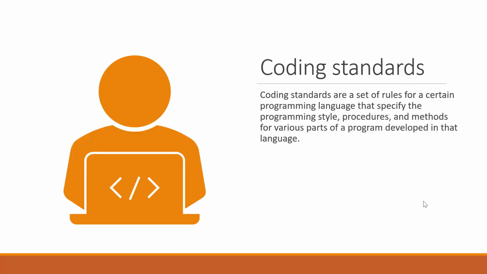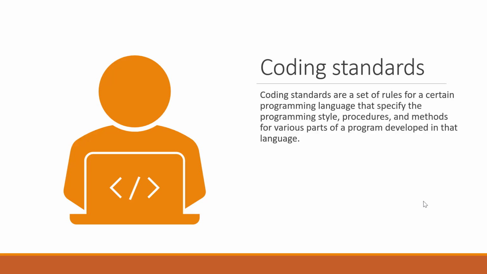Now that we understood certain Python naming conventions, let's discuss some basic coding standards. Coding standards are a set of rules for a programming language that specify the programming style, procedure, and method for various parts of the program developed in that language. Moreover, this standard assures that all the programmers implementing code in a specific language follow the same set of rules. So this makes the code more straightforward to understand, and it also helps to maintain consistency.